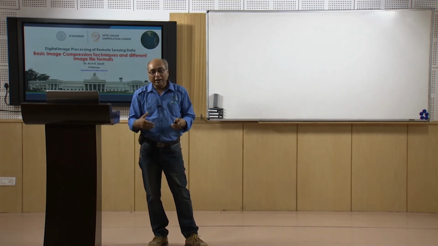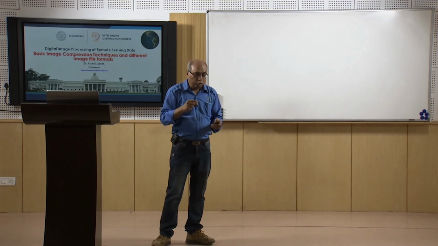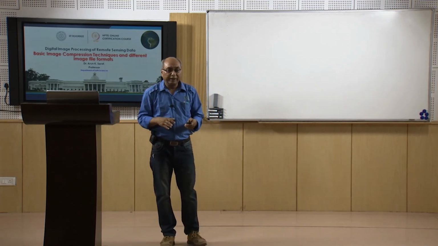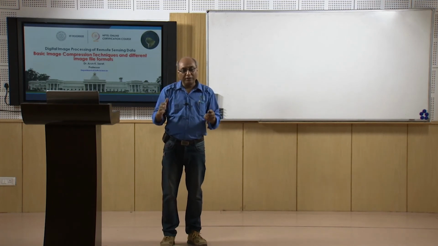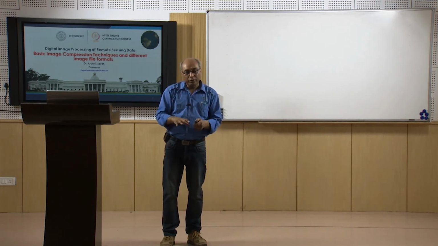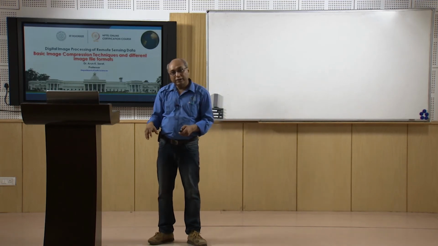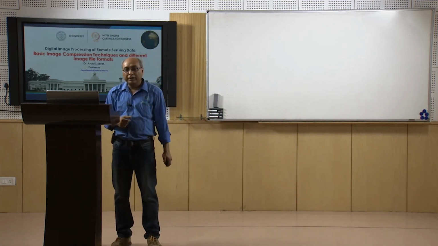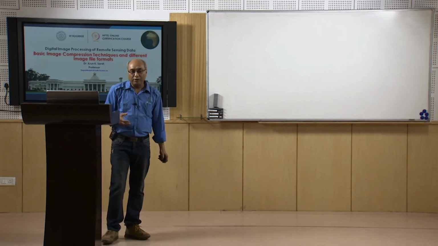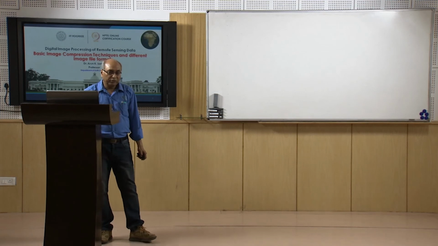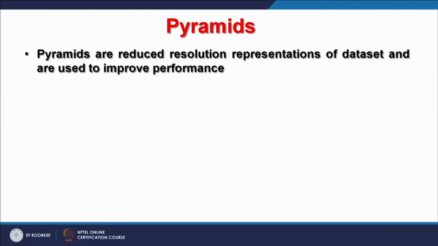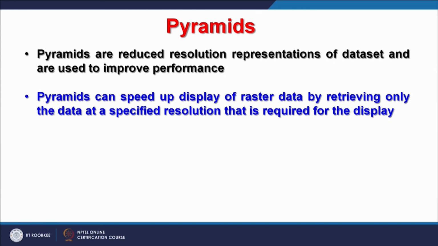And this allows the same thing, that as you zoom, a higher resolution image will appear. You keep zooming, you get further and further details. If you zoom out, then you see lower and lower resolution. So this is a very good facility which is now available in many popular image processing and GIS software. Pyramids are reduced resolution representations of data sets and are used to improve performance in the display. They can speed up the display of raster data by retrieving only the data at a specified resolution.